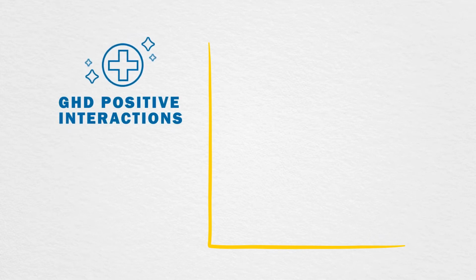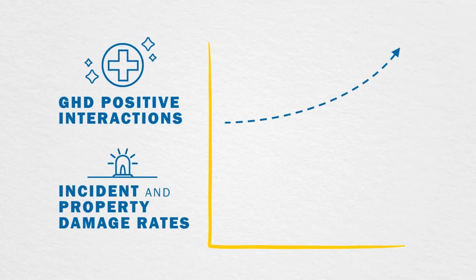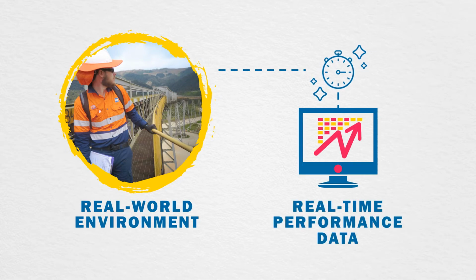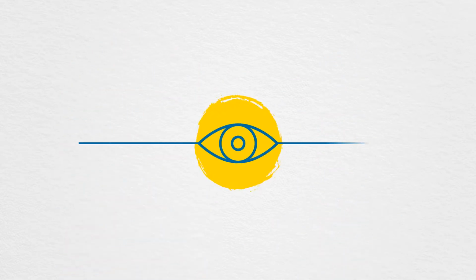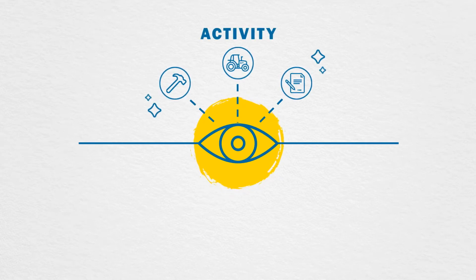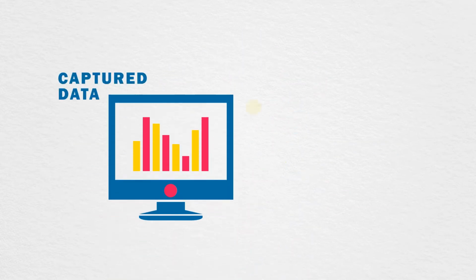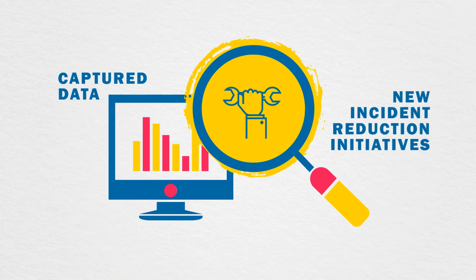Our behavior observations, when coupled with our positive interactions, are proven to have a positive effect on our incident and property damage rates. They observe the task in a real-world environment and enable capture of real-time performance data. They observe an activity, not a person. Observee names are kept confidential. They enable captured data to identify new incident reduction initiatives.